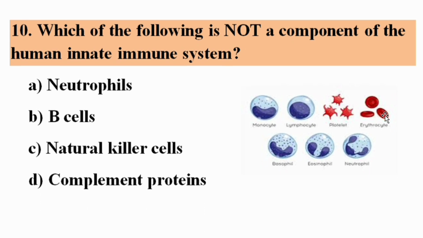Which of the following is not a component of the human innate immune system? The right option is beta. B cells.